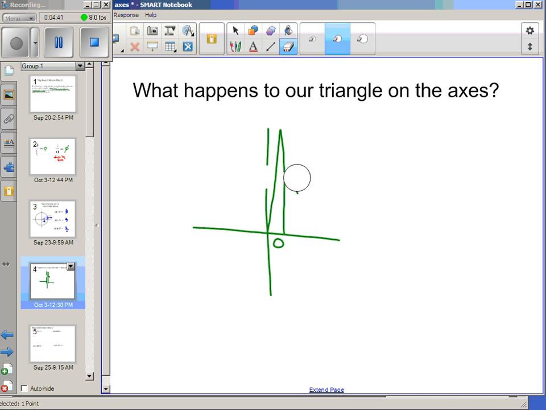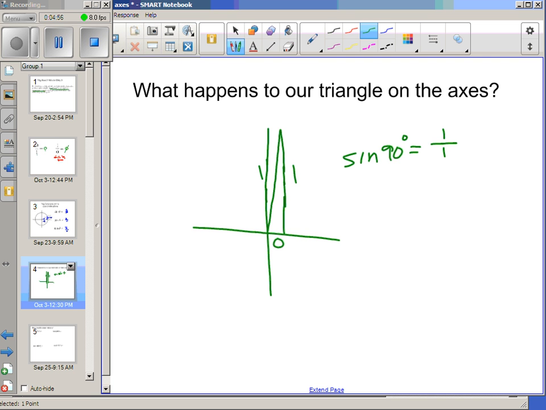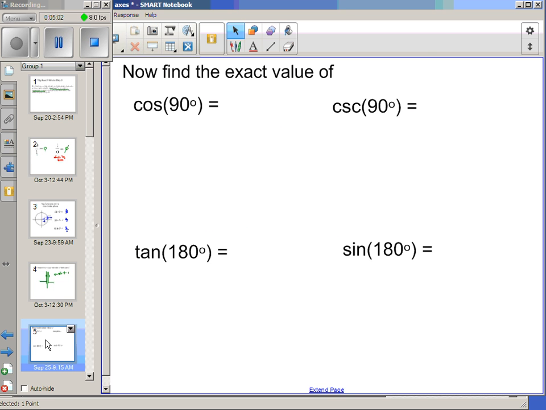If my hypotenuse was 1, which is what we're going to talk about, it could be anything, but if my hypotenuse is 1, my opposite side is also going to be 1. And so when I do my ratio, sine of 90 degrees, I get opposite over hypotenuse, and I get 1. Right? So that's going to be our idea. Let's try a few more.